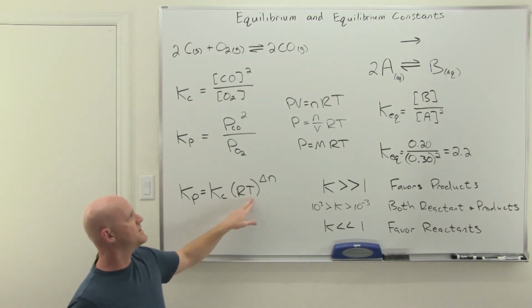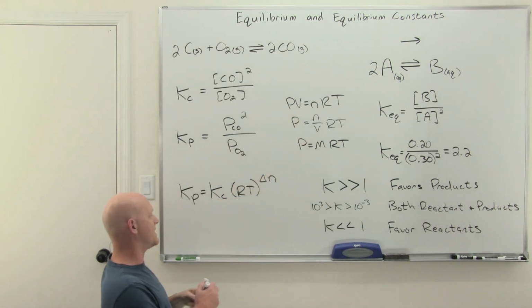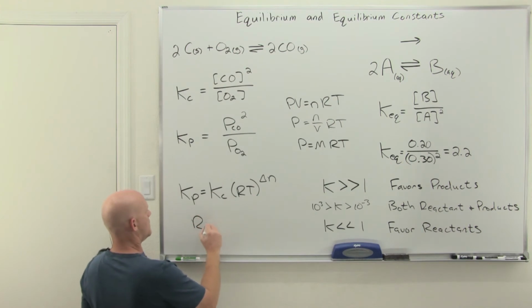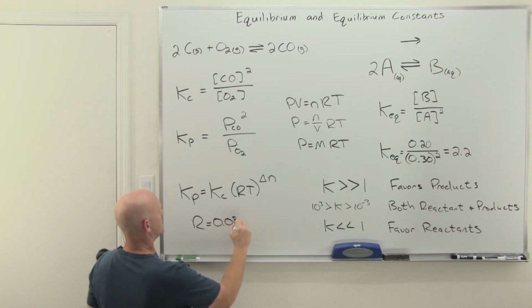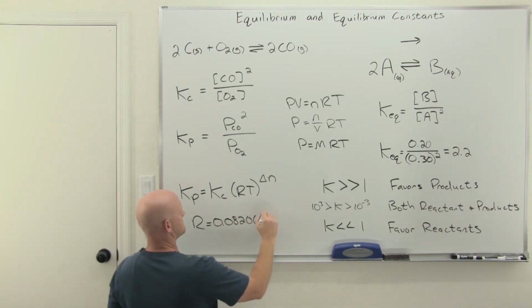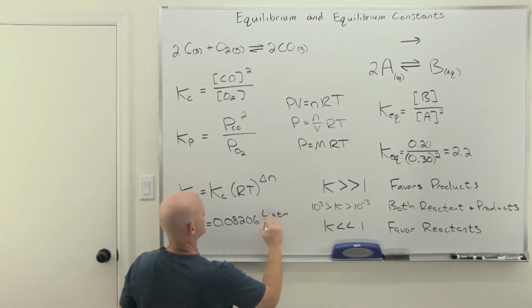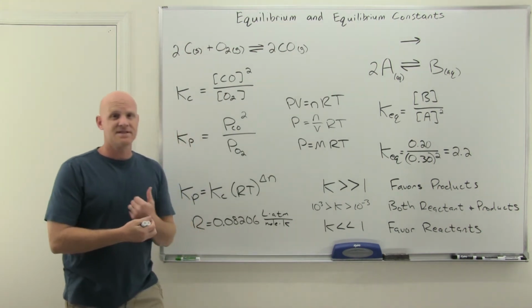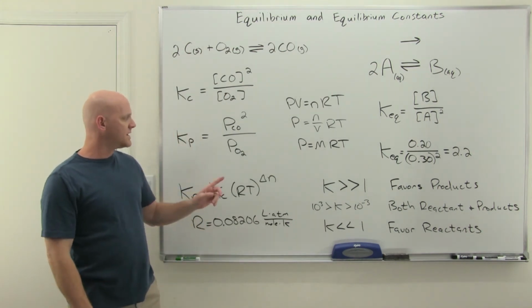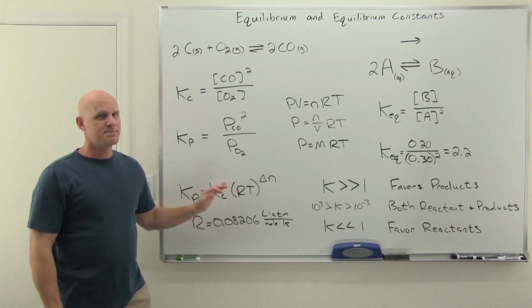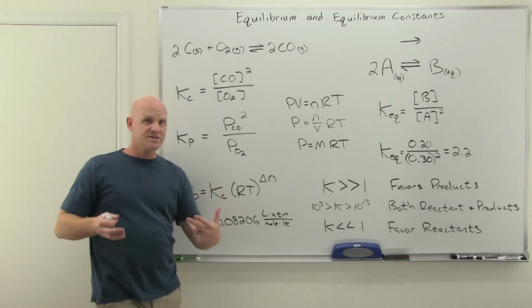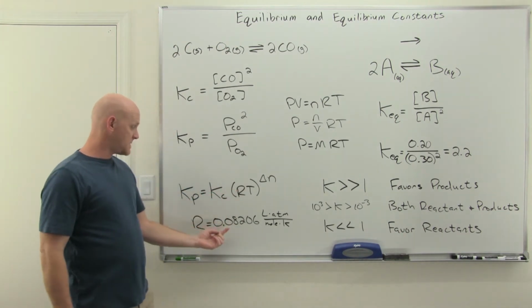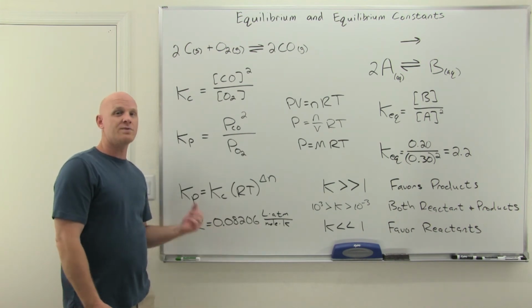Now, one other thing to note about this is the value of R. Notice this RT here comes from PV equals nRT. And if you recall, we used 0.08206 liter atmospheres per mole Kelvin back in the chapter on gases, and that's the value of R you would plug in right here. This is important. So when you're dealing with PV equals nRT type stuff with gases, this is typically the units for R and the value of R we use.